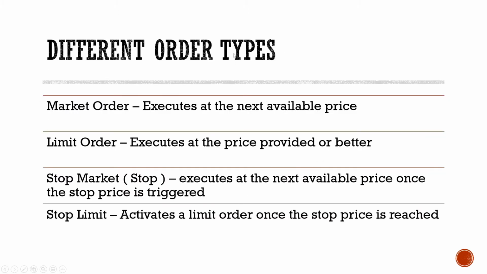What are the different types of orders? This is the question that I get asked the most, and I will attempt to spend some time here and explain. A market order is an order that will execute at the next available price, meaning as soon as you put a market order, whatever the next price that is available gets executed. And if you want to get in a position right away and you don't care what price you execute at, then this is your order.